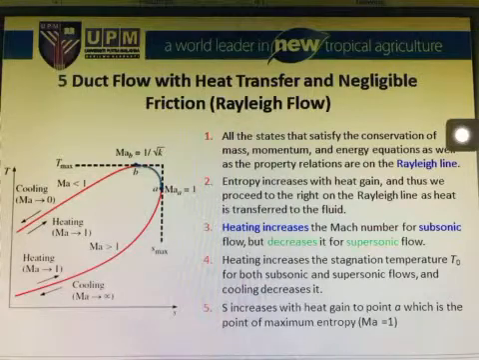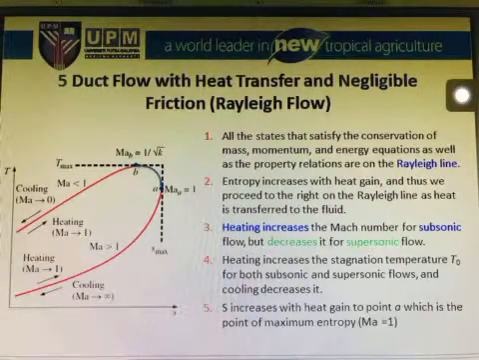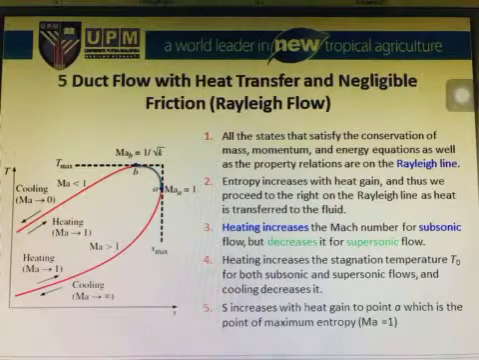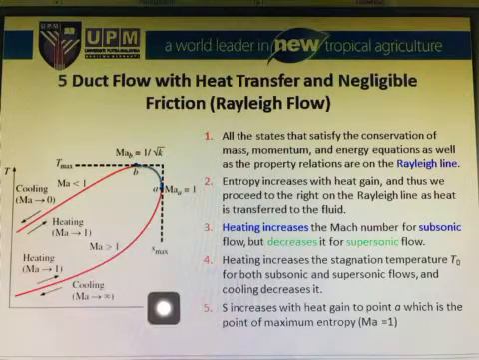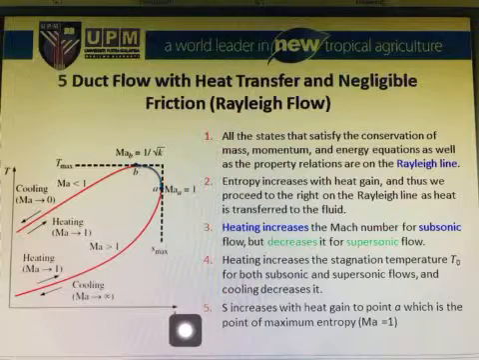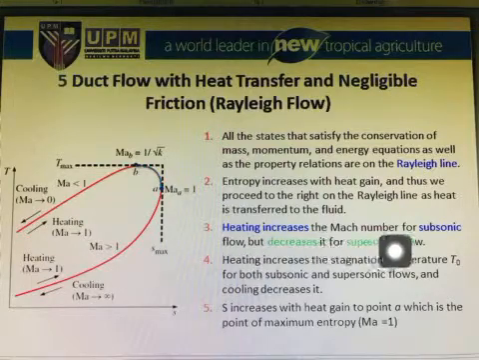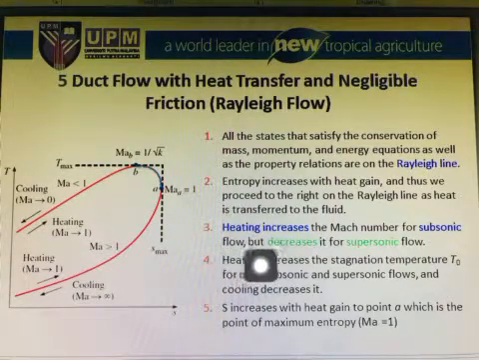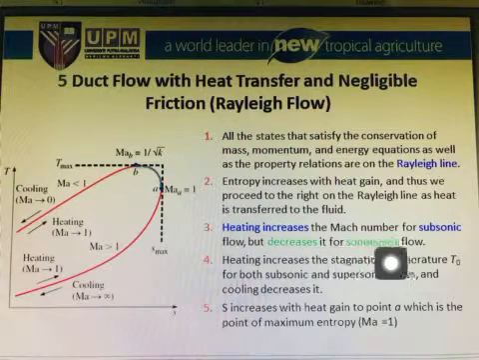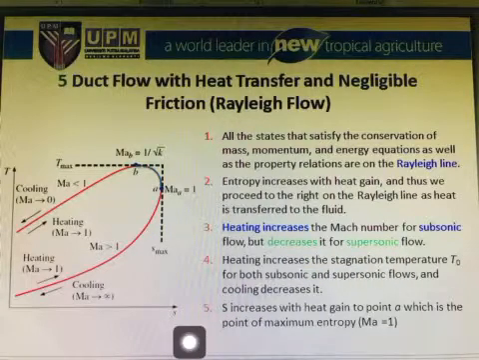So let me read this one by one. All states that satisfy the conservation of mass, momentum, energy equation as well as the property relation are on the Rayleigh line. So entropy increases with heat gain, and thus we proceed to the right of the Rayleigh line as heat is transferred to the fluid. So we are going to the right hand side where the entropy increases. Heating increases the Mach number for subsonic flow but decreases it for supersonic flow.